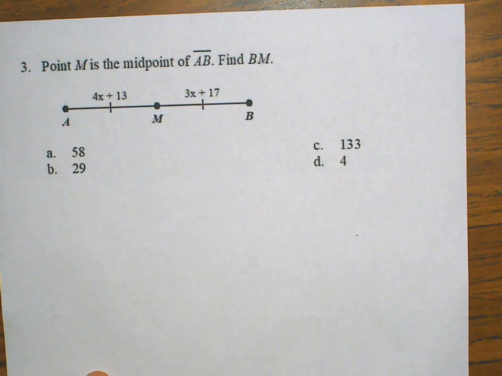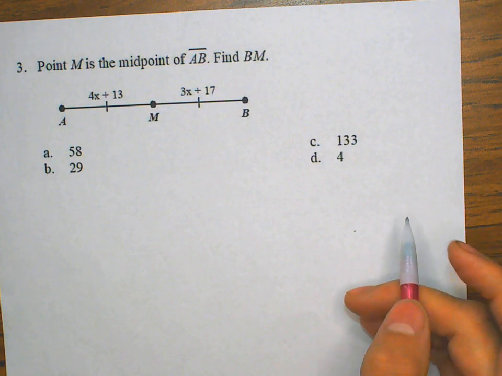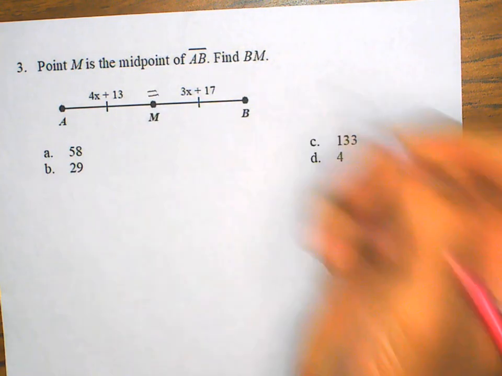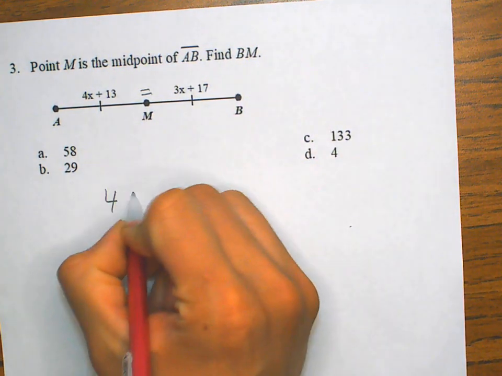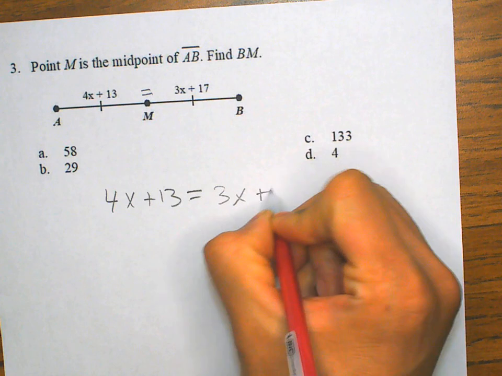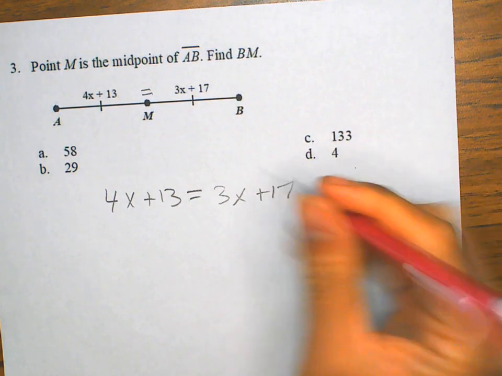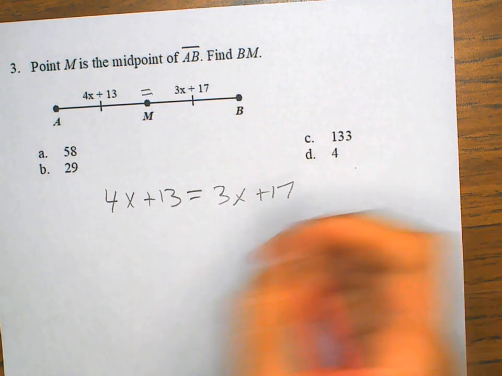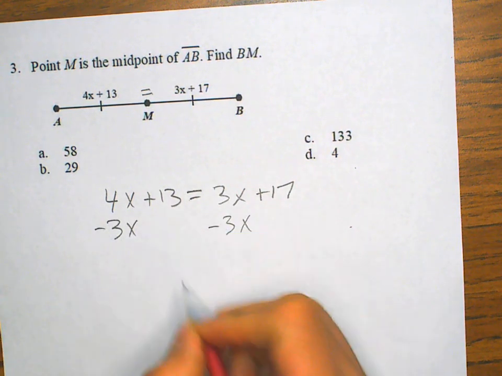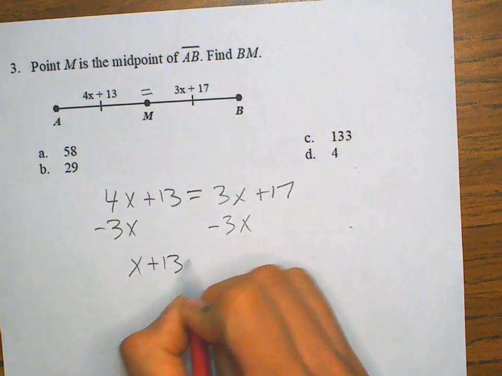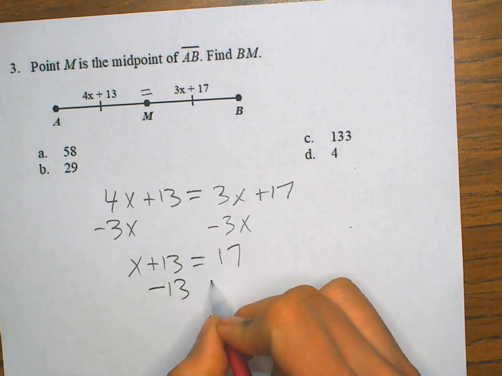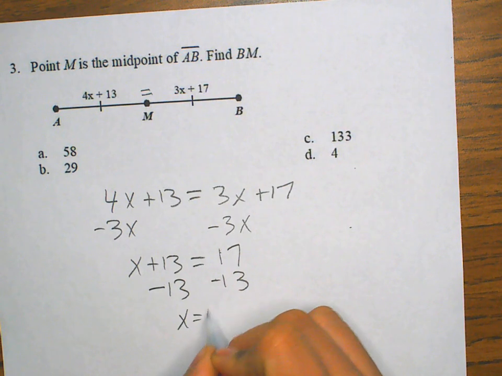Okay, so for problem number 3, it tells you here that M is a midpoint, which means that we need to equal these two together. So that's going to be 4x + 13 = 3x + 17. Now I need to solve for x. I'm going to subtract 3x from both sides. That gives me x + 13 = 17. Then you subtract 13 on both sides, and you get x = 4.